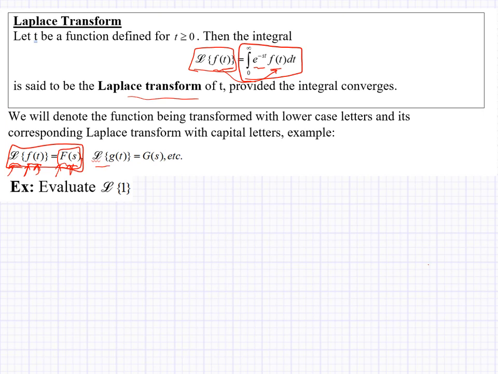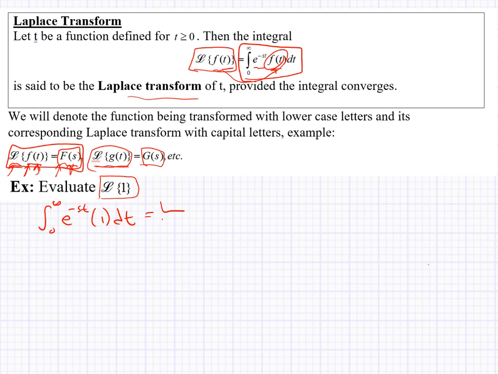So here would be another example. The Laplace transform of g of t equals capital G of s. So if we did it specifically with this example, let's do the Laplace transform of 1. So the Laplace transform of 1, we have to plug 1 in here for f of t. So we have the integral from 0 to infinity of e to the negative st times 1 dt. That's the integral we're going to have to do.